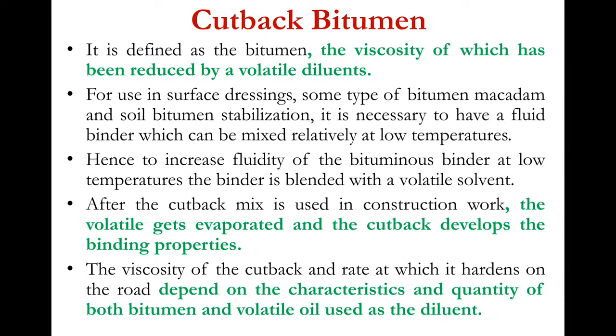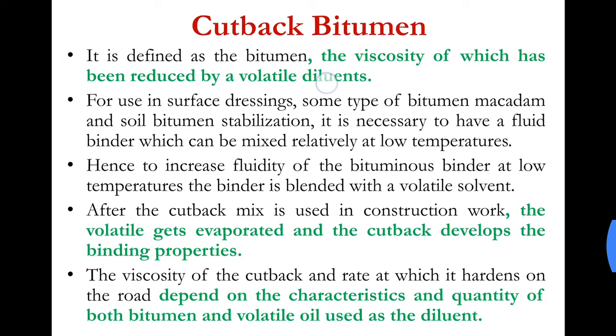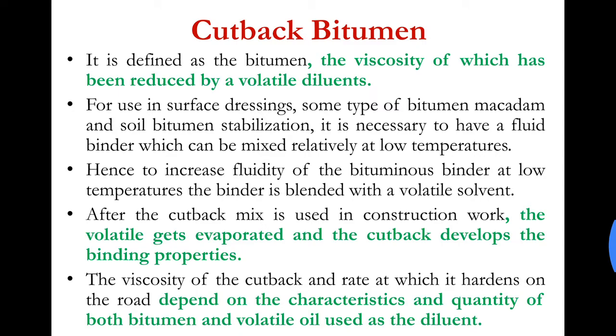Now the next material is cutback bitumen. So what is cutback bitumen? It is bitumen but it has something which is mixed into it. So let us see further. It is defined as the bitumen the viscosity of which has been reduced by volatile diluents. So we add volatile diluent to bitumen which makes it thin, which reduces its viscosity. And this can further be used at regions where cutback bitumen is preferred over normal bitumen.